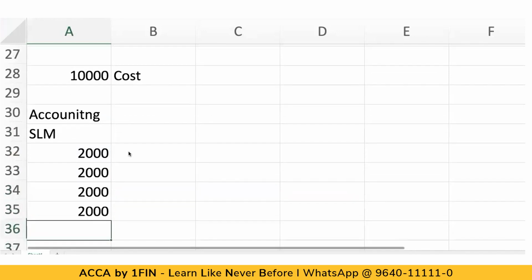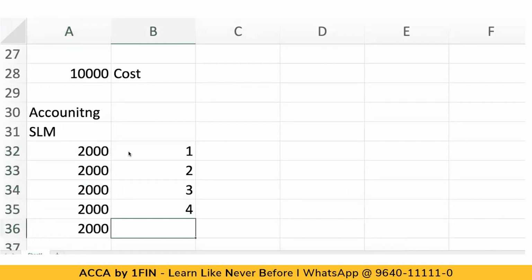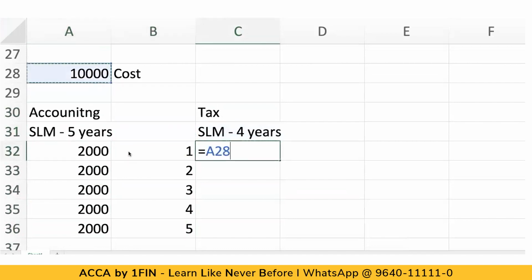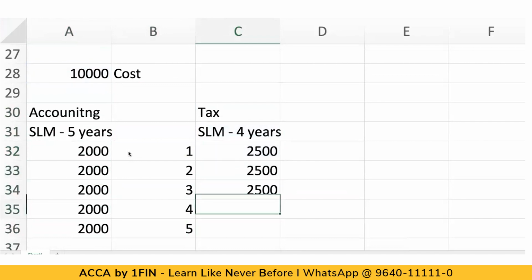2,000 each year, for five years. Okay. And let us say for tax purpose, it is SLM 4 years, whereas this is SLM 5 years. For tax purpose, SLM 4 years. So 10,000 divided by 4 is 2,500 every year, and in the last year it will be 0.